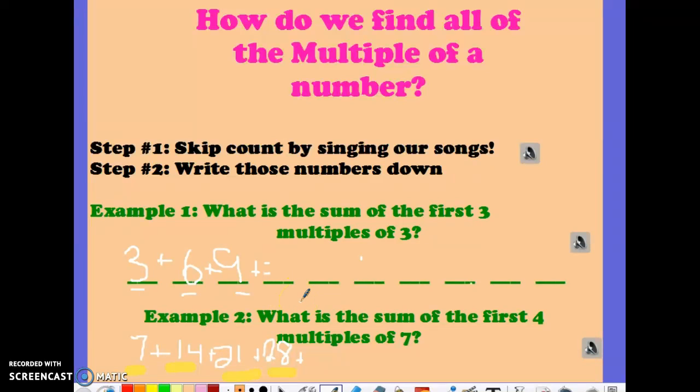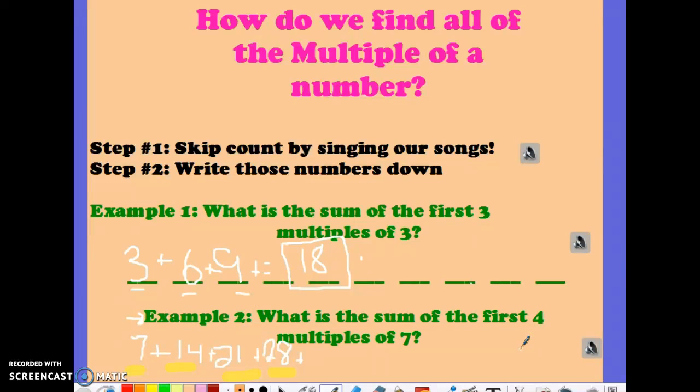If you need the calculator, please use it. Don't make a simple mistake because you have the resource. 9 plus 6 is 15, 16, 17, 18 is the sum of the total of the first 3 multiples of 3.